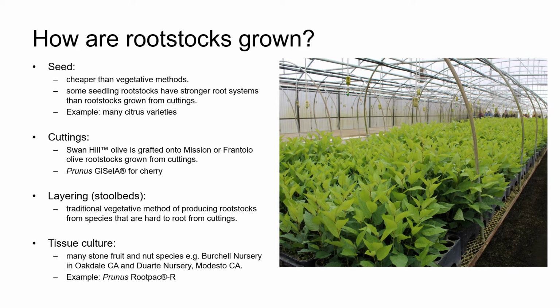Lastly, an increasing number of rootstocks are being produced from tissue culture. In the module on tissue culture, you saw photos of plug trays of young prunus rootpack rootstocks, which are used for almond trees, being hardened off in tents at North American Plants in Oregon. Several of the nut and stone fruit nurseries in California's Central Valley are now growing rootstocks in their own tissue culture labs, and Birchall Nursery in Oakdale and Duarte Nursery near Modesto are two examples of this.